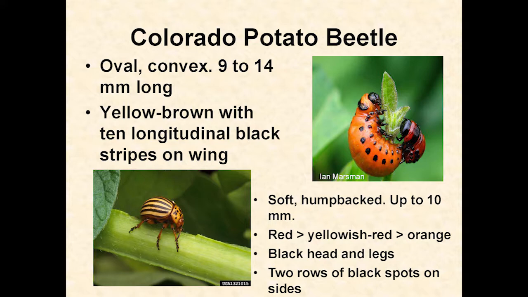So these alternating black and yellow or brown and yellow stripes are pretty easy to identify. Very humpback, not squared off like the Japanese beetle at all. And then they lay their eggs and turn into these soft humpback larvae that grow up to 10 millimeters, which is a little less than half an inch. And they start out very red when they first appear as little tiny, less than quarter-inch long larvae. Then they turn kind of yellowish red as they grow, and finally they're orange with black heads and legs and these spots along the sides of the body. So it's easy to identify.